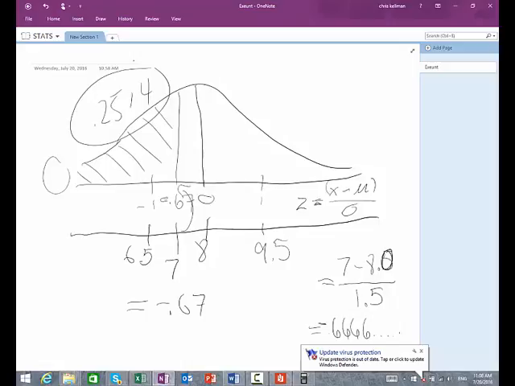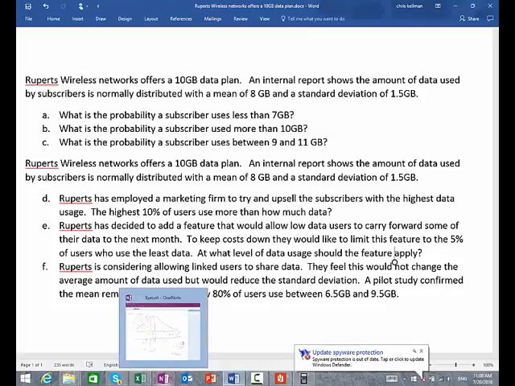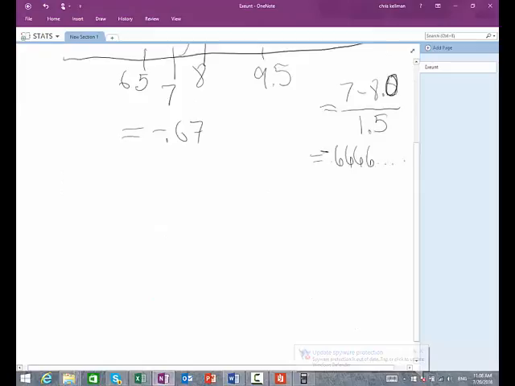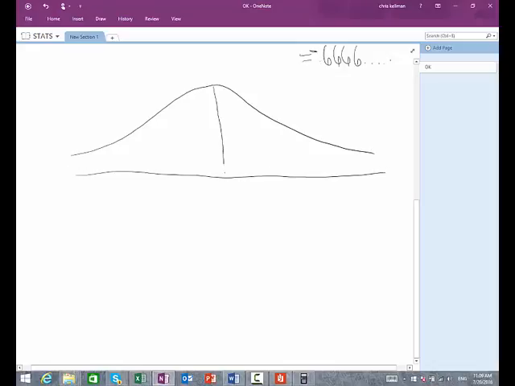Okay, so let's go have a look at B. And B says, what's the probability a subscriber uses more than 10 gigabytes? And we'll see if my writing gets a little neater as we go along. It may or it may not. So, once again, I draw myself an awesome curve. It's already looking better.